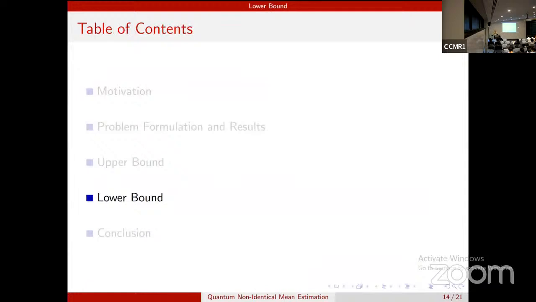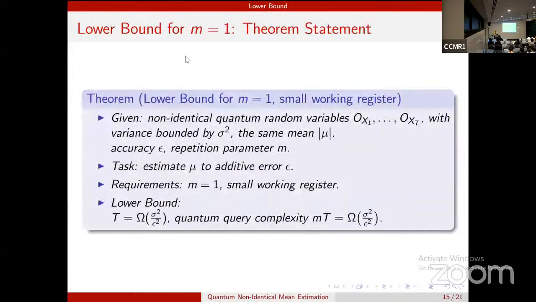Okay, now let's come to the lower bound. For the m equals 1 case, which means we are allowed to query those non-identical quantum random variables each only once, and we assume that we have only a very small working register. This is due to some technical reason. In this case, we have a quantum lower bound, which is omega of sigma squared over epsilon squared, which means we cannot achieve any quantum speedup in this setting. So how to prove this?